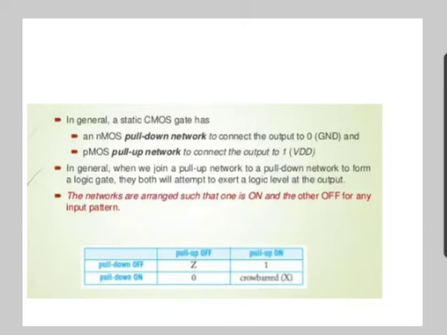So in general, when we join a pull-up network to a pull-down network to form a logic gate, both will attempt to exert a logic level at the output. The networks are arranged such that one is on and the other off for any input pattern. So pull down off, pull up off, the combination is given here.